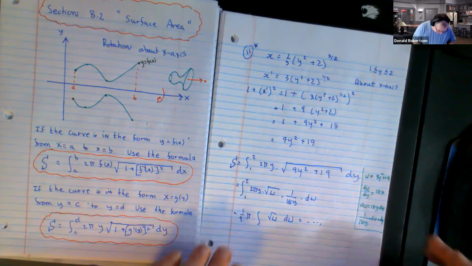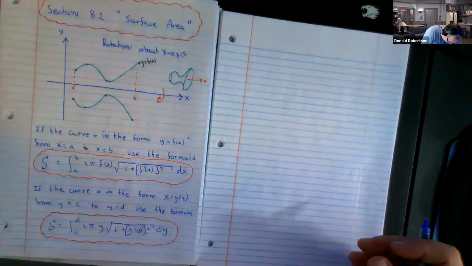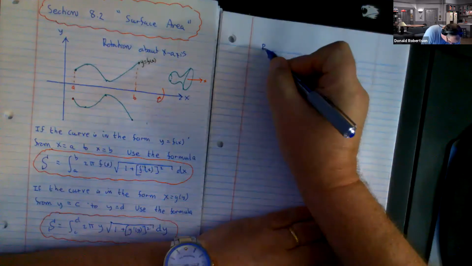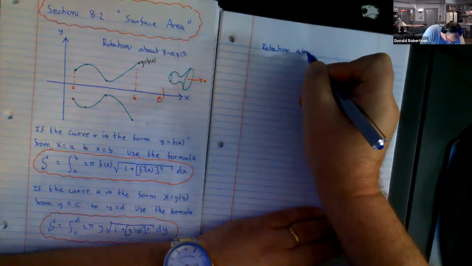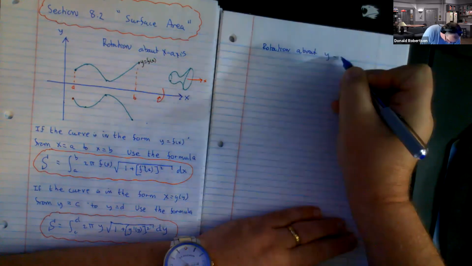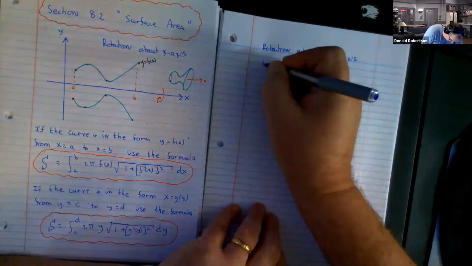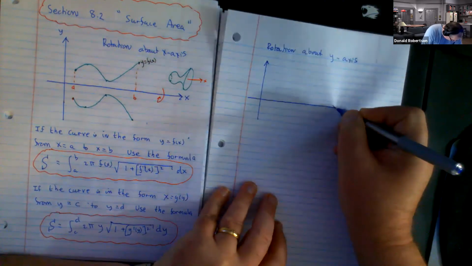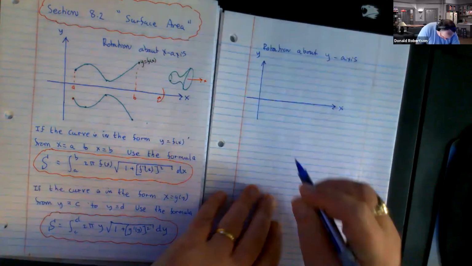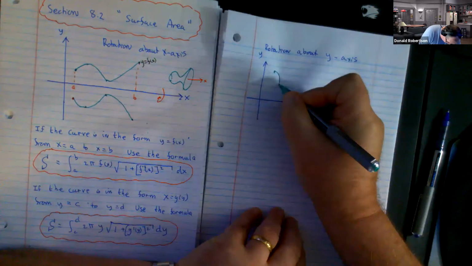So now we're going to have to move on to rotation about the y-axis. So you can imagine something like this, where we have an object, a curve, that starts here and finishes here.